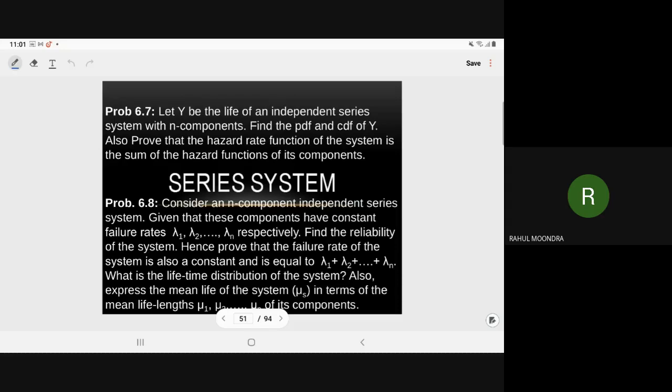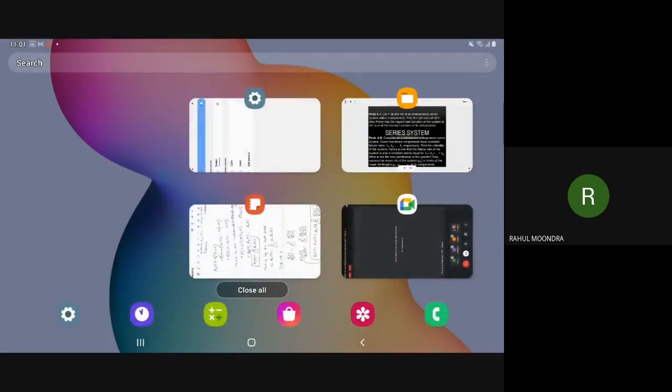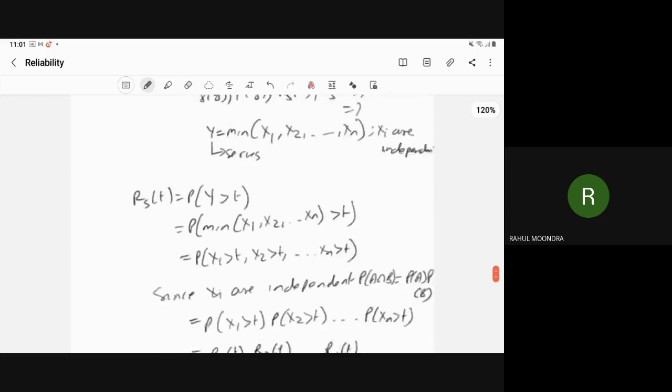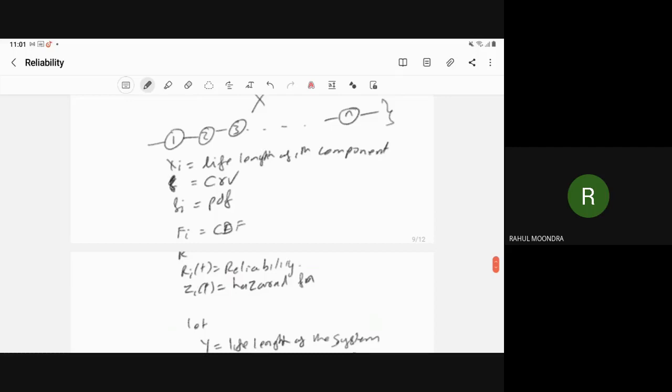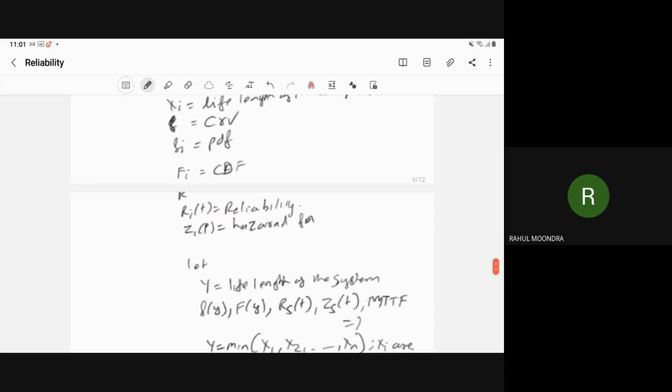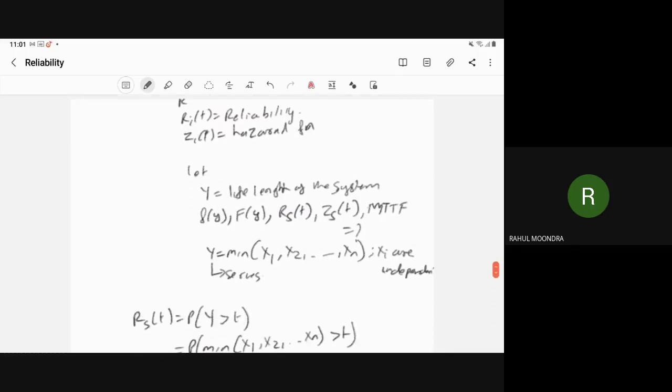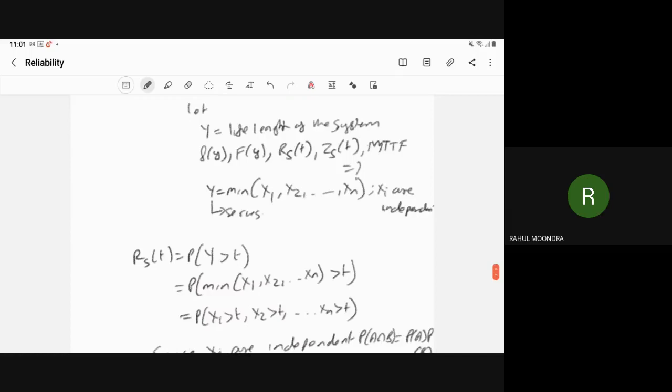Thereafter, I started the derivation for computing the reliability of the system. Let us have a quick recap. Initially, I assumed the life length of a component as Xi. Fi and capital Fi are the PDF and CDF. Ri and Zi are the reliability and hazard rate functions for component i. Then we assumed that Y is the life length of the system, which is equal to the minimum of X1, X2, ..., Xn. It is given that all the components are independent of each other.